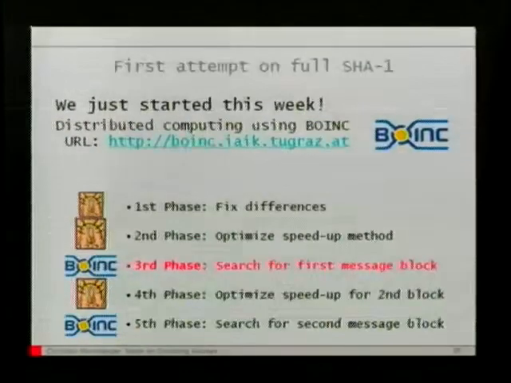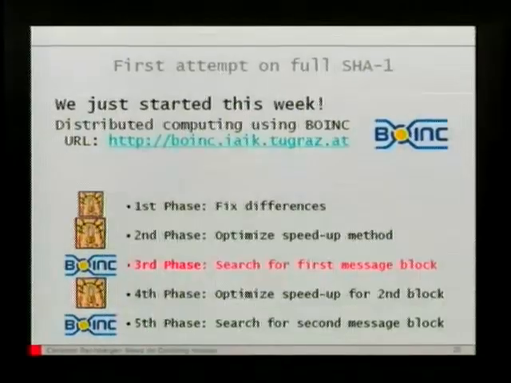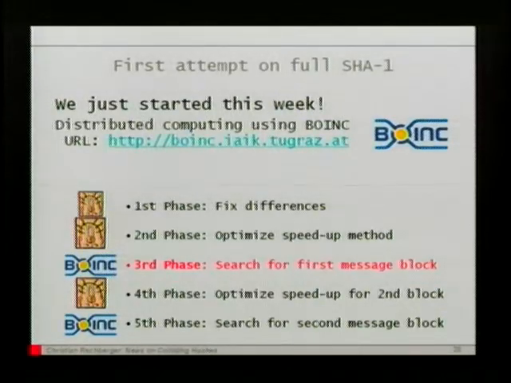You can think of this whole project as having 5 phases. The first 2 are more or less done. We finished optimizing the method to look for this SHA-1 collision for the first time. And now what we have is a huge workload we want to distribute. So you're invited to take a look and download this client.